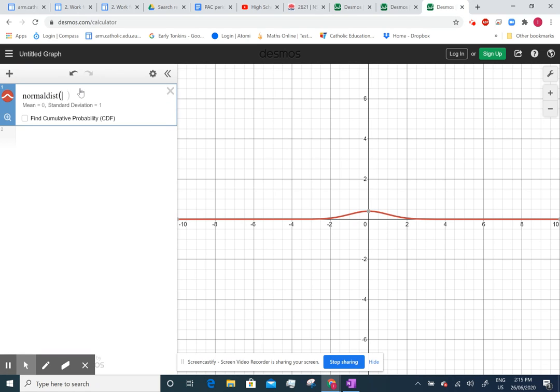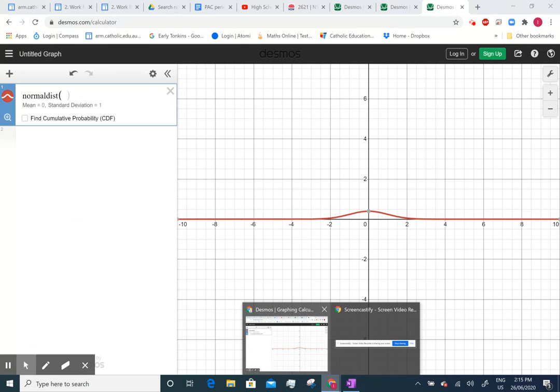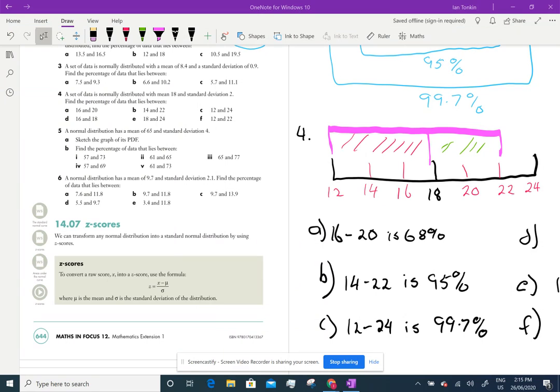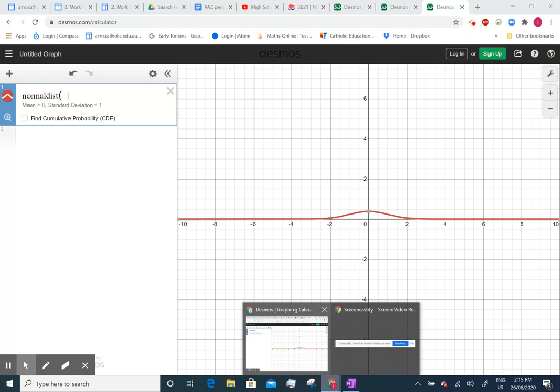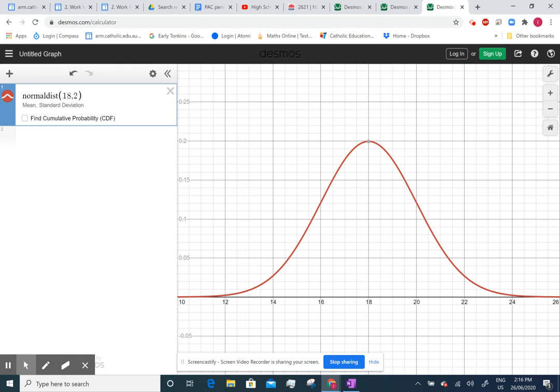And it says, what do you want the average to be? So let's go back to the question we just did, which was question 4. So it was a mean of 18 and a standard deviation of 2. Oh, this is so good. Watch this. So we'll go 18, 2. And I'll zoom in immediately. There it is.